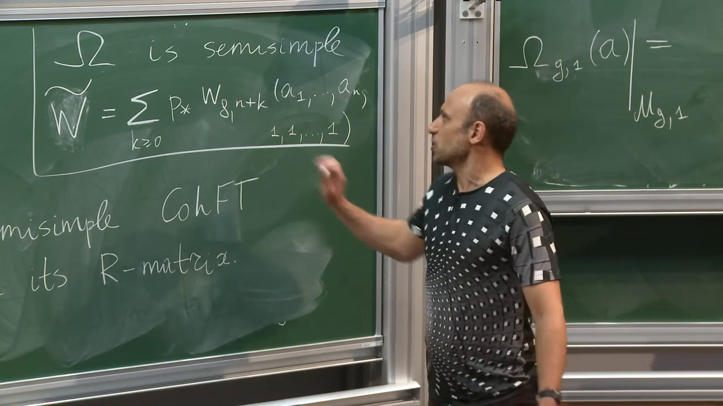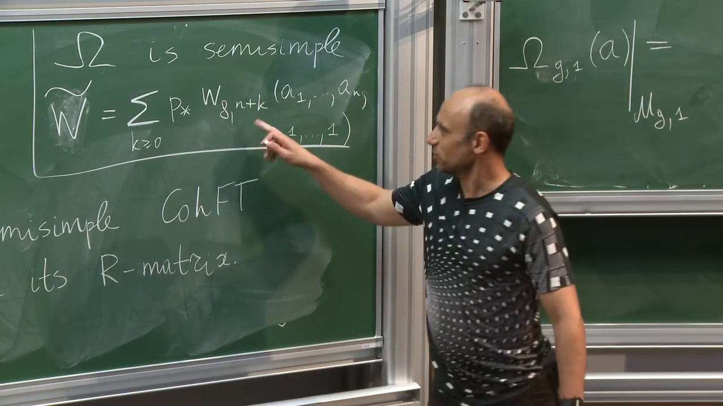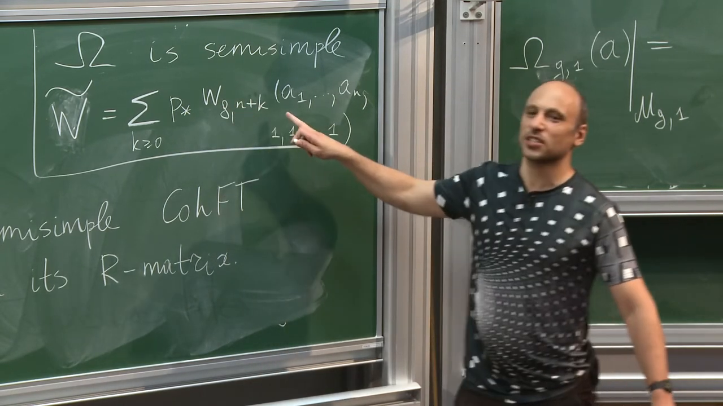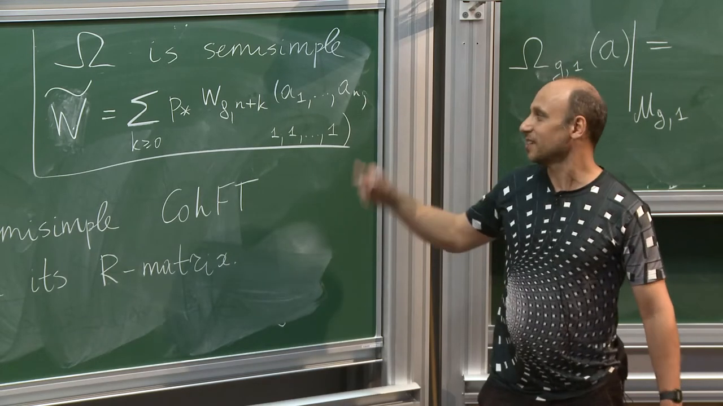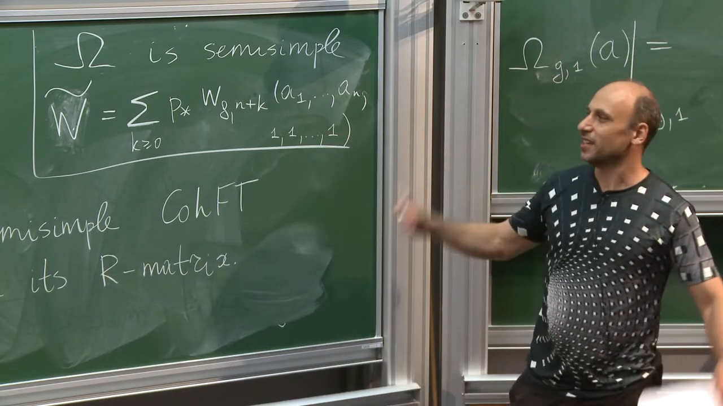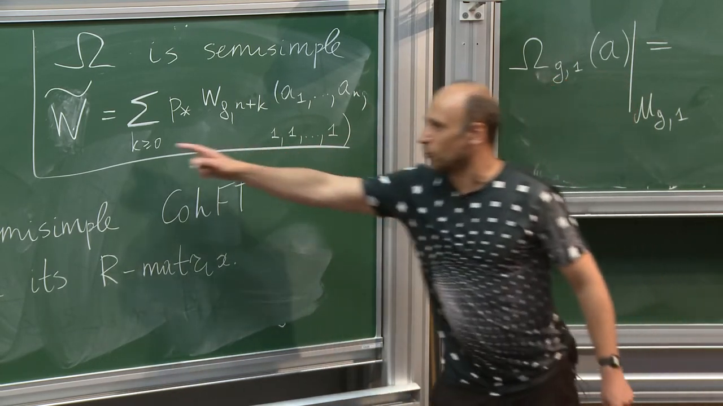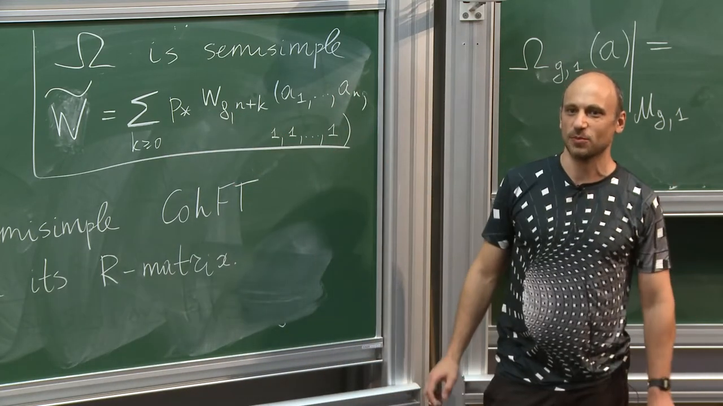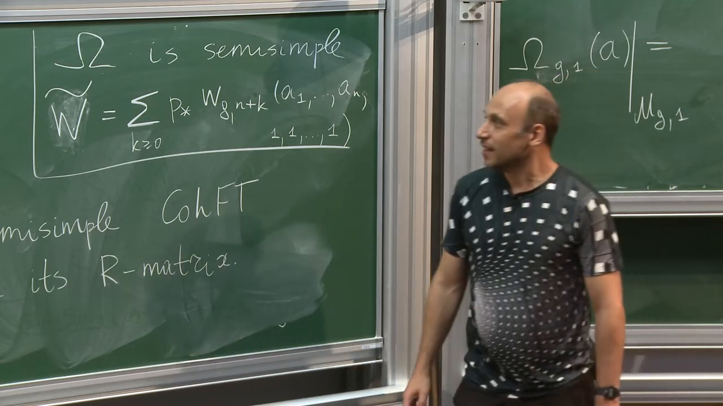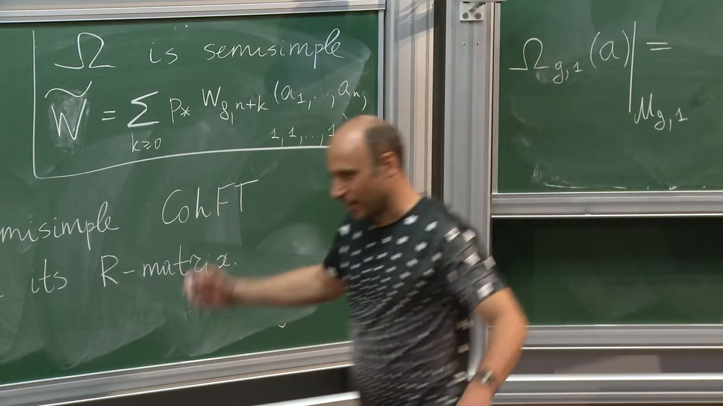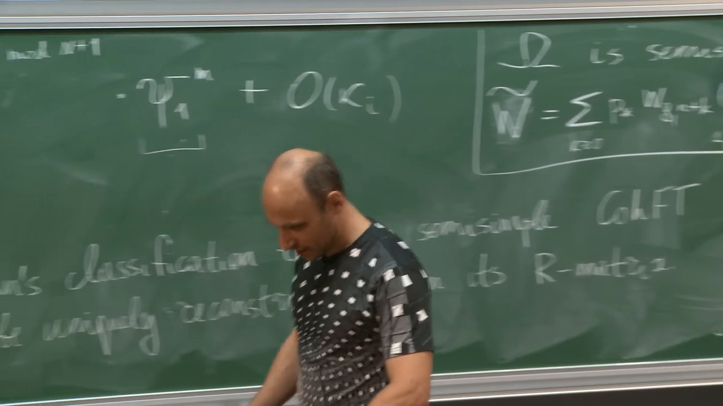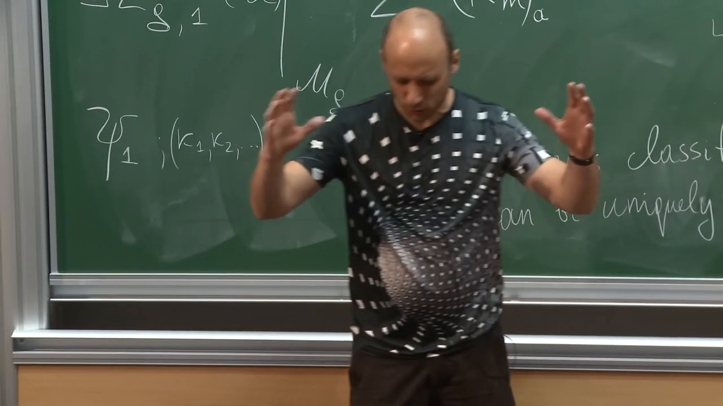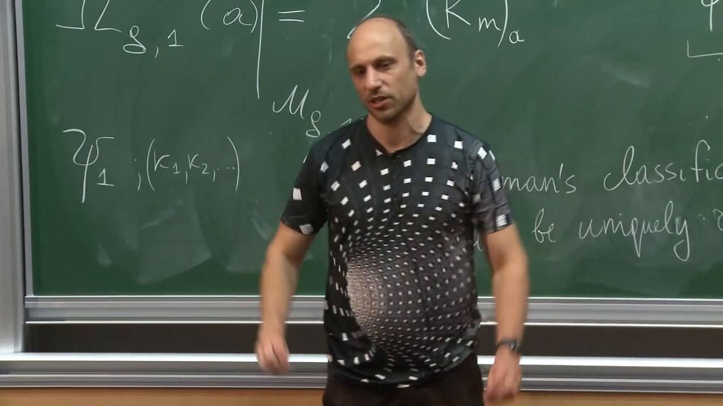So instead of taking just one Witten's class with n marked points, you use Witten's class with n plus k marked points with a bunch of ones, and you take their push forward, so you forget these k marked points, and you put them all in the same moduli space M g,n bar. And that gives you a modified Witten's class that starts with Witten's class and then has degrees lower and lower.